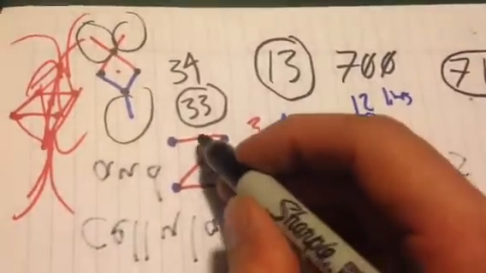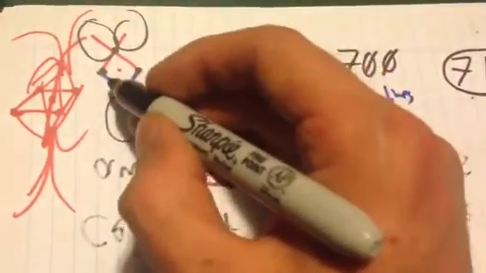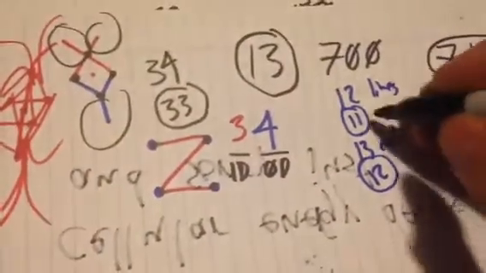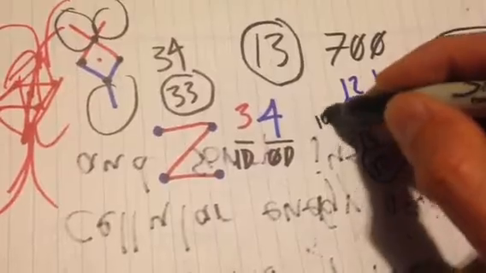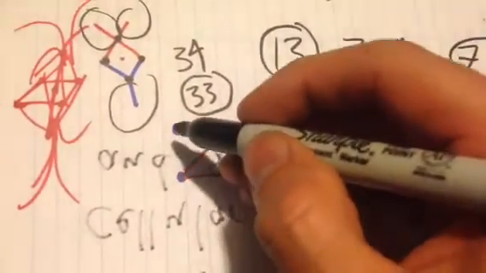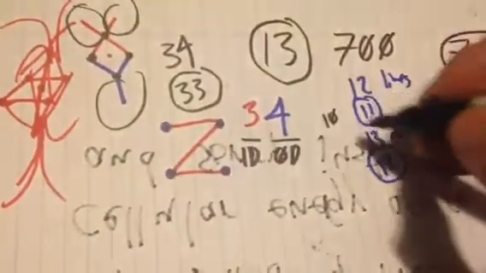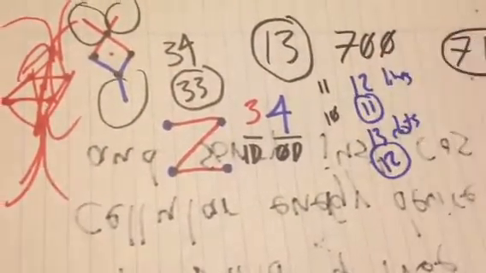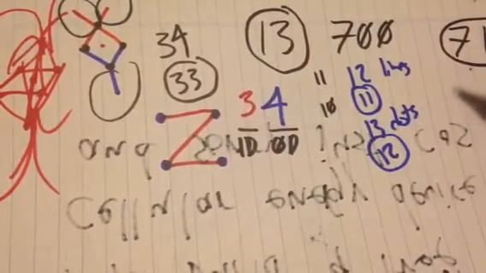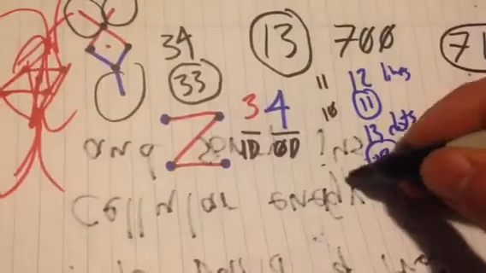1, 2, 3, 4, 5, 6, 7, 8, 9, 10. Okay, so far, we got 10. And let's see the dots. 1, 2, 3, 4, 5, 6, 7, 8, 9, 10, 11. So it looks like we're one off. Really. Wait. 11.